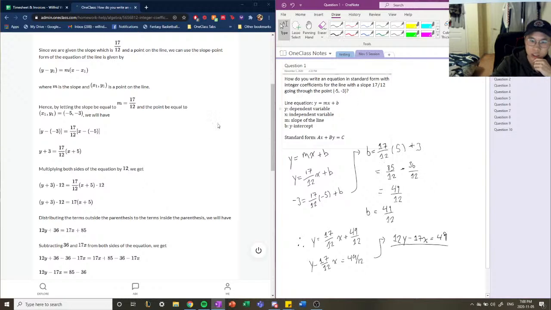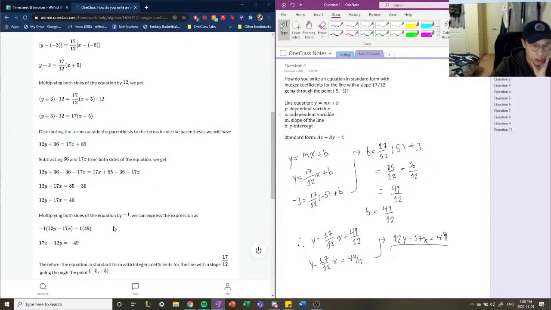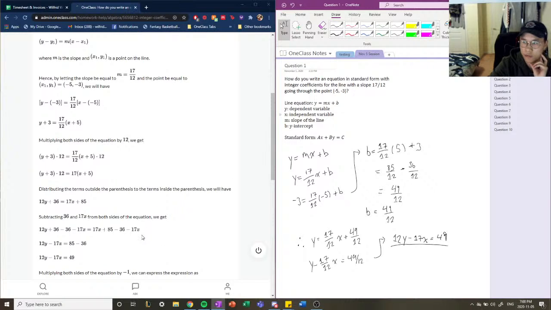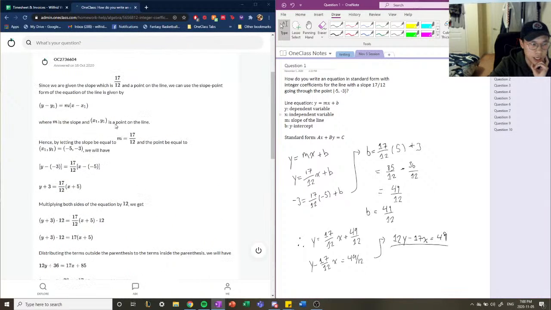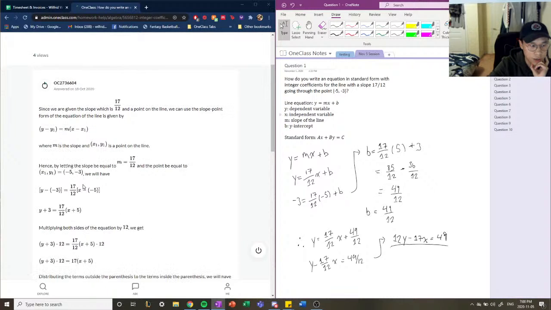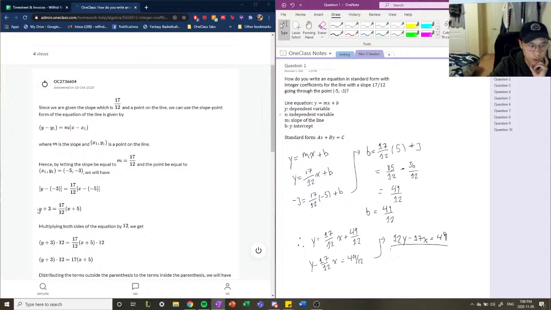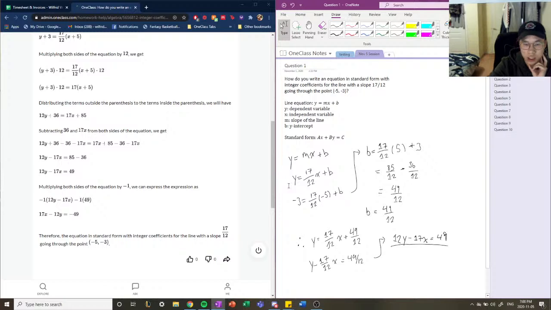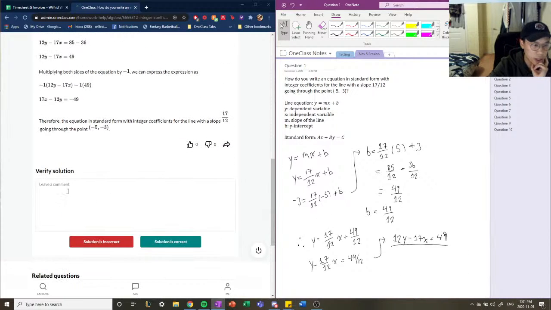Let's check if our solution is the same as the junior tutor's. He reversed the 17x and 12y. It doesn't really matter, and our solutions are correct. That is how you find the standard form of a line equation. In this example, the junior tutor used the slope equation to derive our standard form, and from that he just rearranged things. While in my solution, I found our original line equation, and then I rearranged it to make our standard form. So this is correct. Good solution.